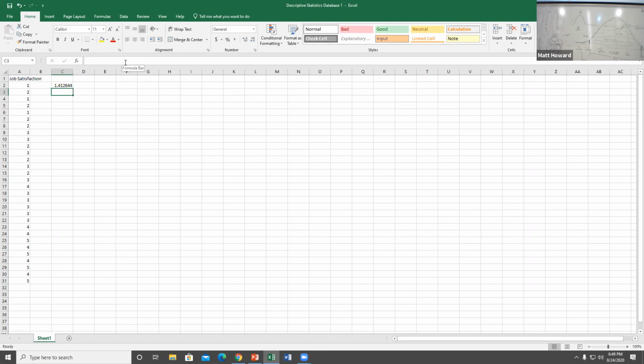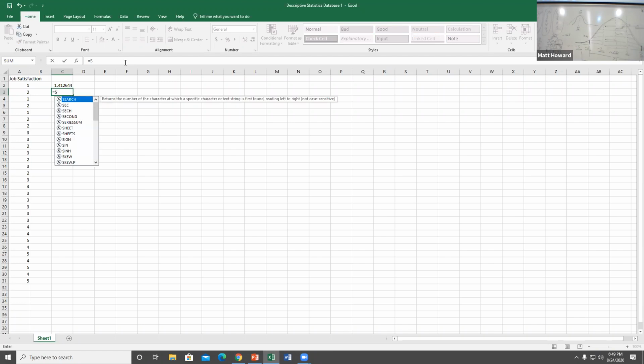Okay. But as we talked about before, that's really hard to interpret. That's not in the unit of analysis of the original variable. So we probably want to calculate standard deviation. So the way we go about this is equal. And once again, we can just start by typing in what we think would be correct. So we can start by typing in ST, and we see that there's all these different ways to calculate standard deviation.